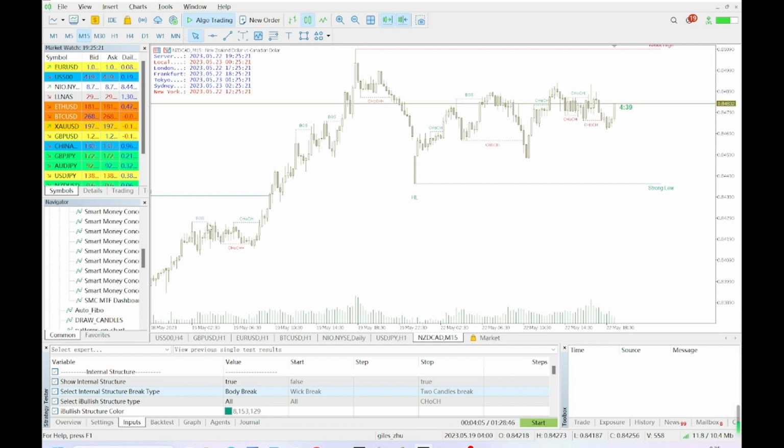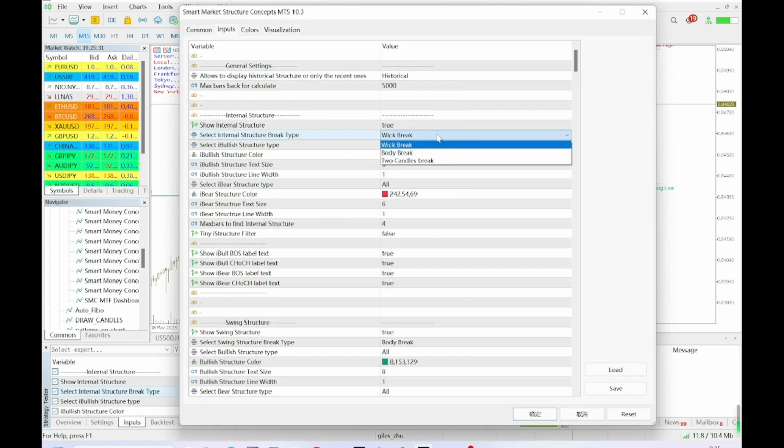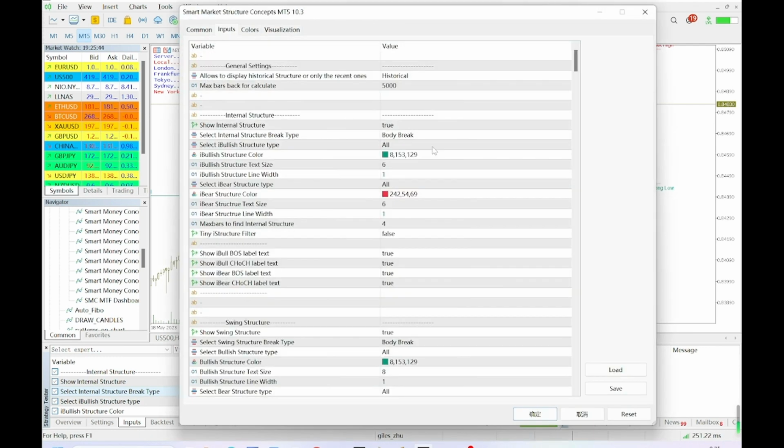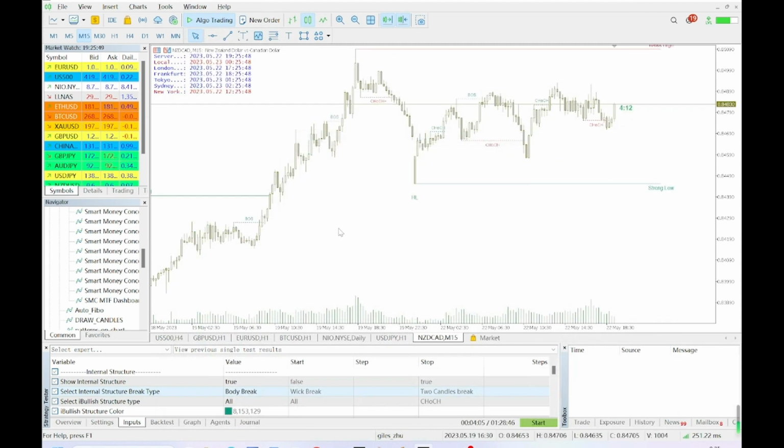Weak breakthrough. Body breakthrough. Double candle breakthrough: two candles closed above the previous high.